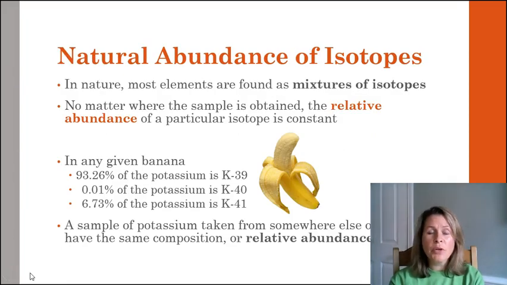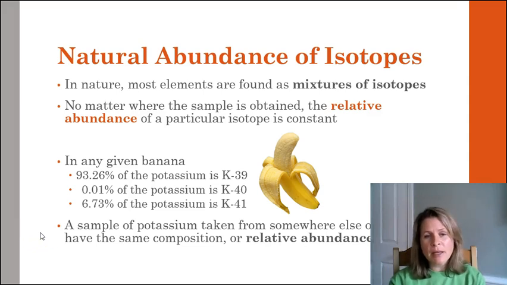Let's talk about how frequently you find certain isotopes in nature. In nature, elements are found not as one single isotope, but as mixtures of isotopes. There is a certain relative abundance, a certain percentage of each type of isotope that you'll find in nature. So let's look at potassium as an example.